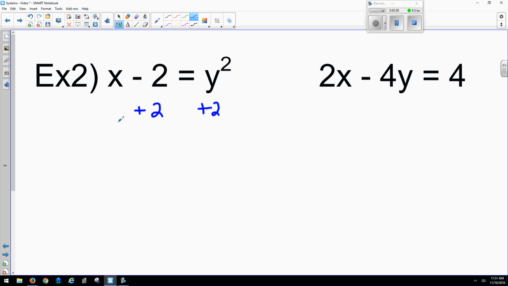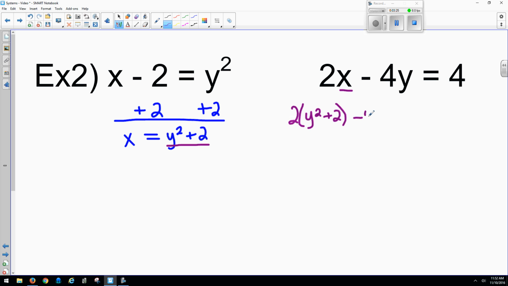So I'm going to solve for x over here. So I have x equals y squared plus 2. That's the entire thing that I'm going to substitute for this x over here. So I have 2 times y squared plus 2, distribute the 2. Combine, actually nothing to combine here, but what I'm going to do is bring everything over to one side so I can set it equal to 0.